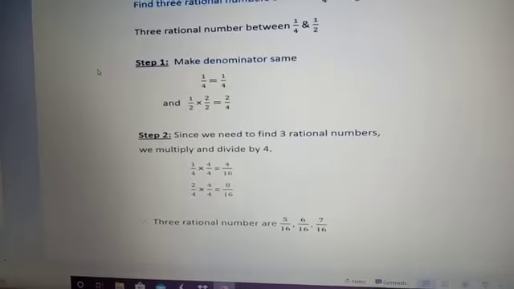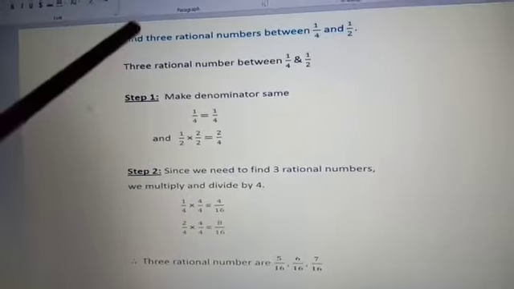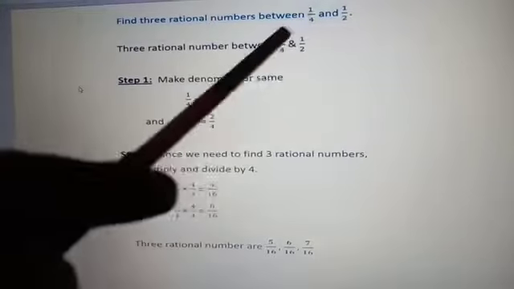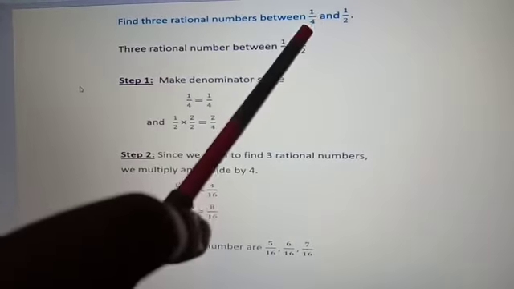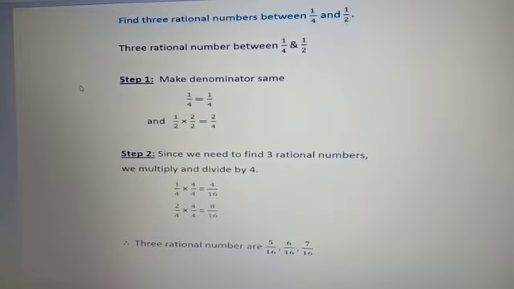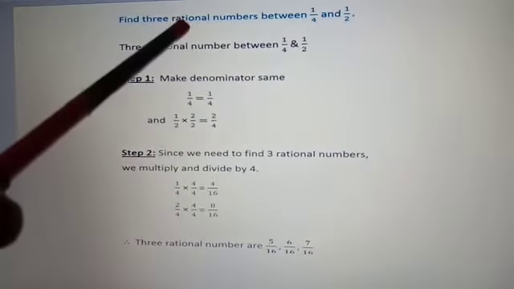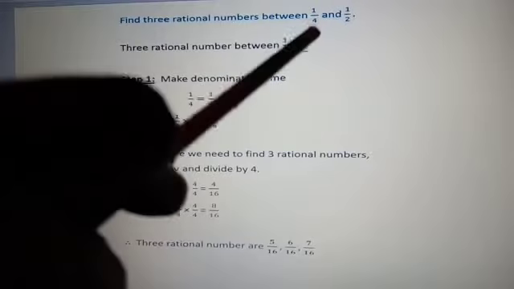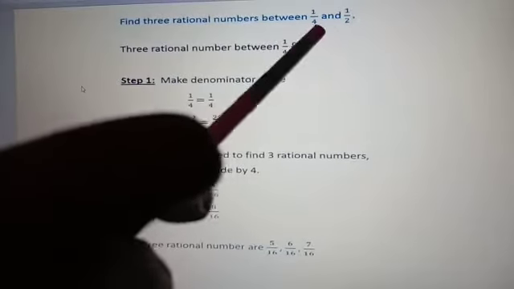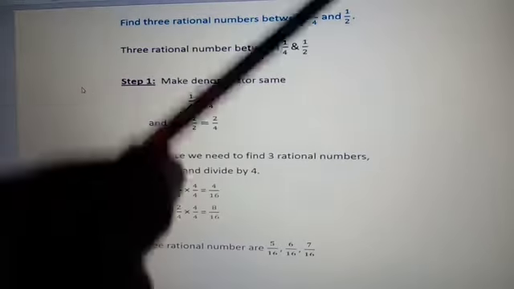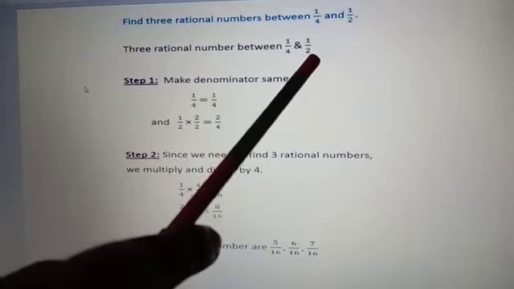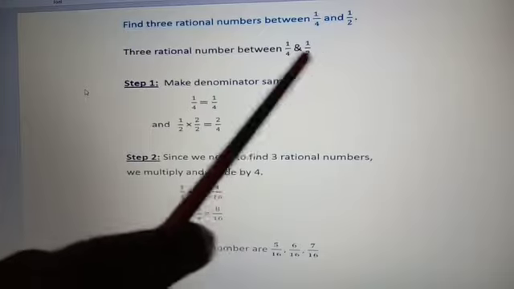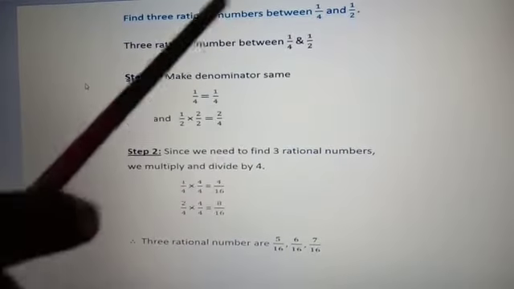Next we are going to see how to find rational numbers between two rational numbers. Here two rational numbers are given, 1 by 4 and 1 by 2. To find rational numbers, the first step is you should bring the denominators the same. The first rational number's denominator is 4 and the second one's is 2. So both are different, so we should bring them to the same one.